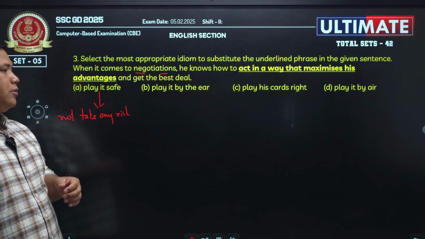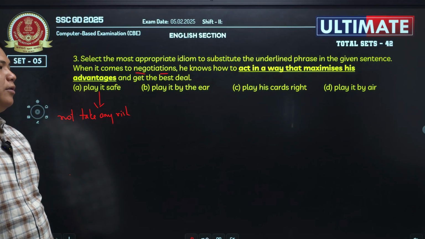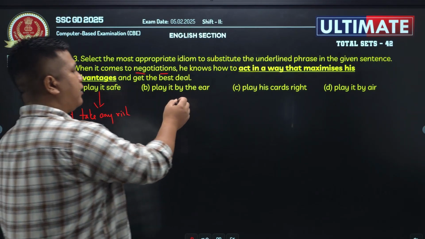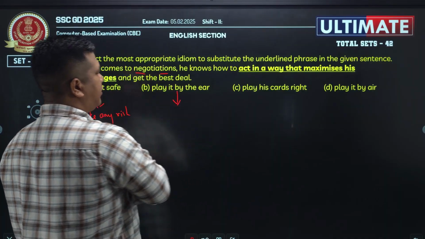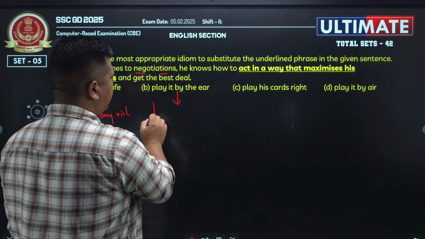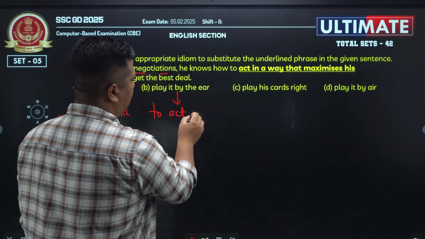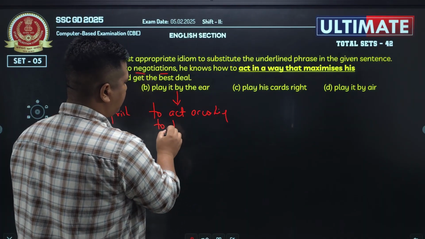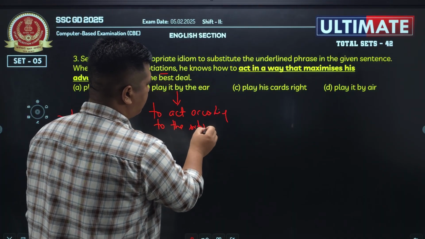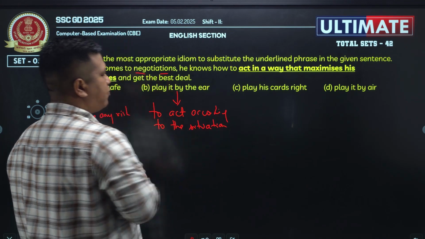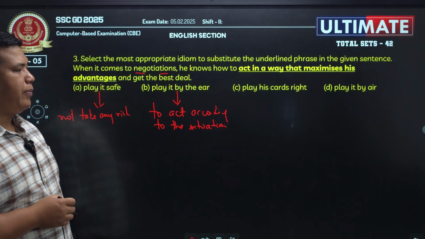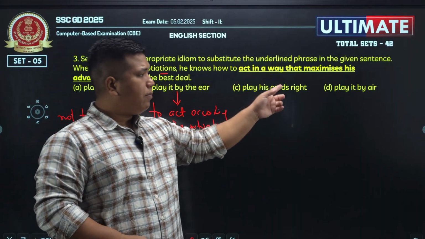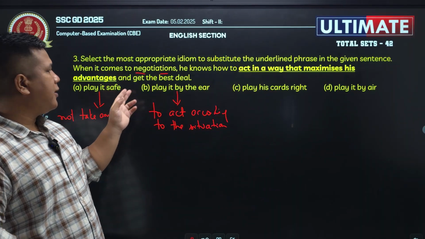Play it by the air. So play it by the air means to act according to the situation. Spontaneous, without a plan. But here it says get the best out of something, maximizing the advantage.